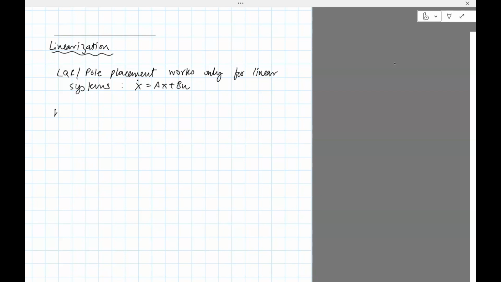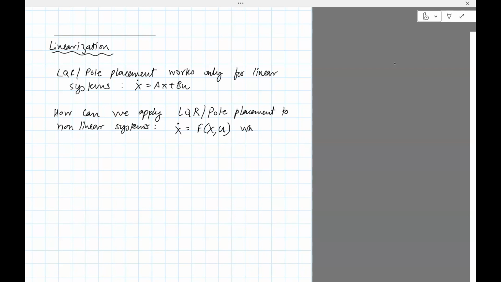So here is how we can apply LQR pole placement to nonlinear systems. A typical nonlinear system I can write as x dot equals f(x,u), where f is nonlinear. It could have x squared in it. It could have sine of x, cosine of x, some kind of nonlinearity.